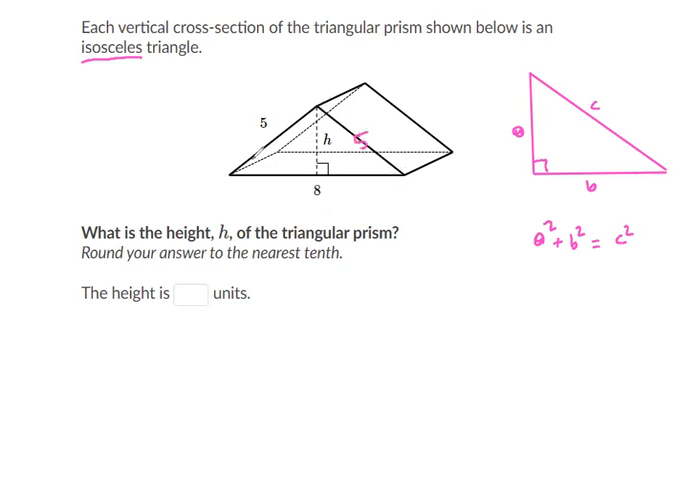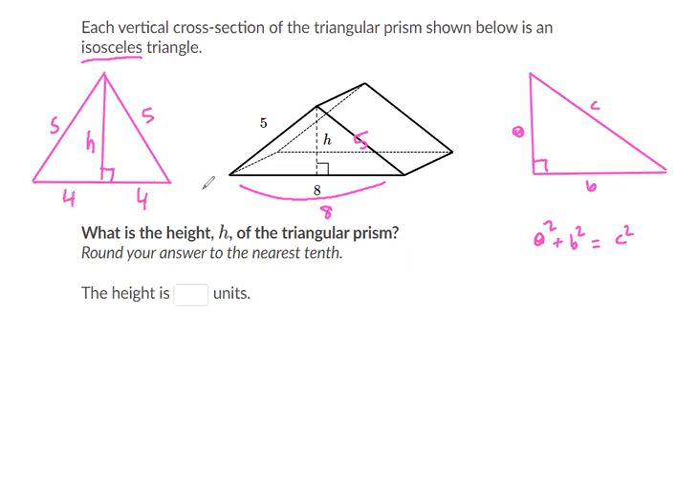When you drop the altitude, maybe I should draw this separately so you can see it. If I draw this cross section as a 2D figure, it will be like this, and I will drop the altitude. What we know is this is 5 and this is 5. Since this is an altitude, this is 90 degrees, and this is the h. Since this is isosceles and the base is given as 8, the altitude will split the base into two equal pieces, which is why this is going to be 4 and this is going to be 4.